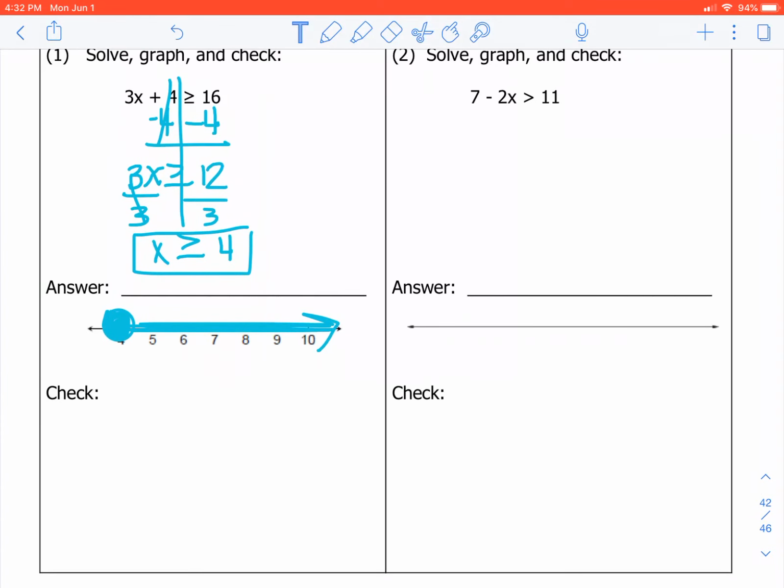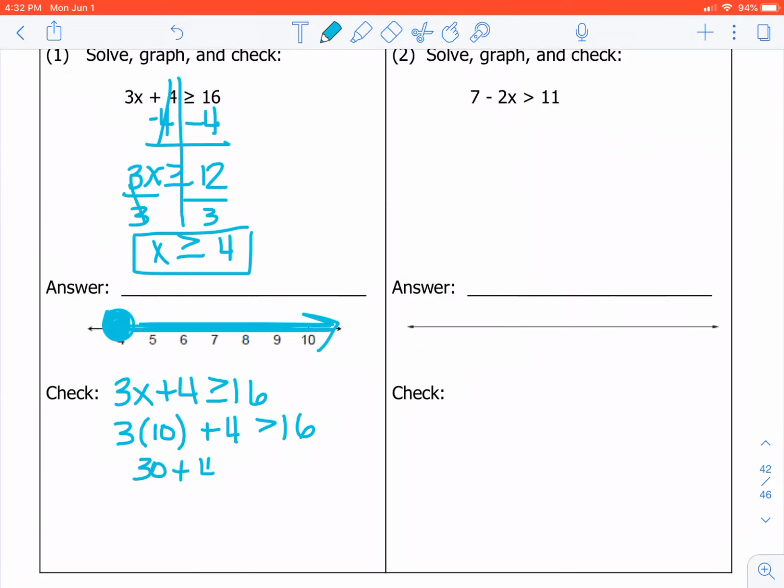All right, so let's take a look at our check. So we're going to rewrite the problem. We're going to replace our x with anything in the shaded region. Now you could pick 5, you could pick 6. I'm going to pick 10. I think that's easy to calculate with. 3 times 10 is 30. 30 plus 4 is 34. So is 34 bigger than 16? It absolutely is, so that means it does check.